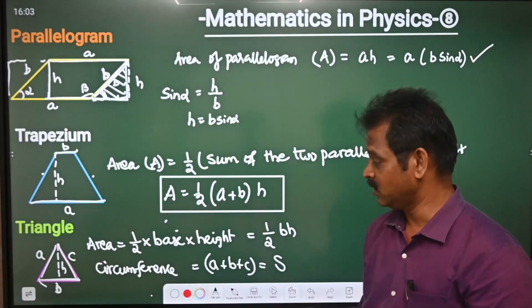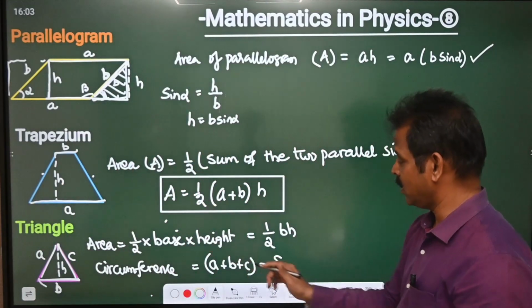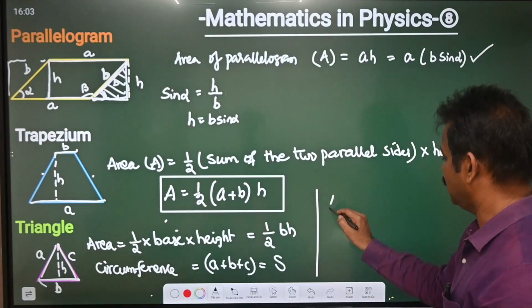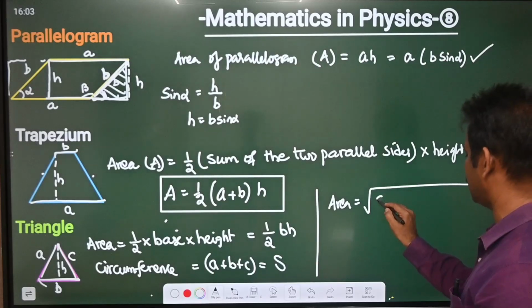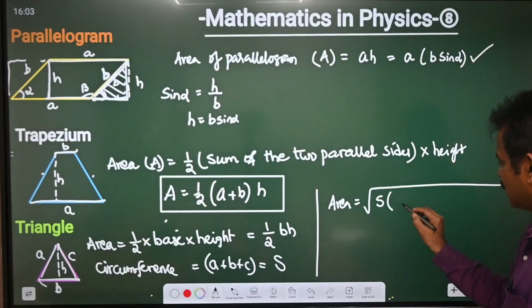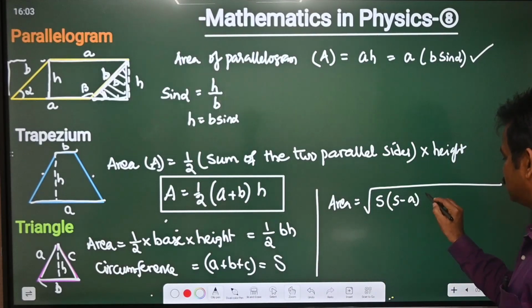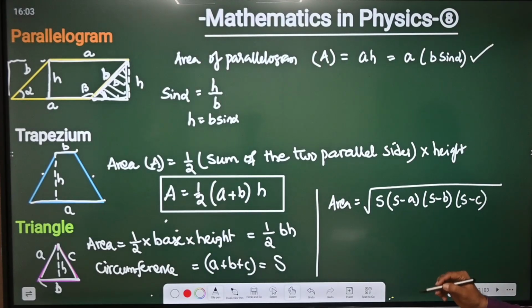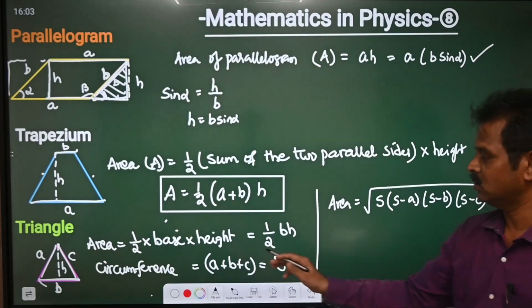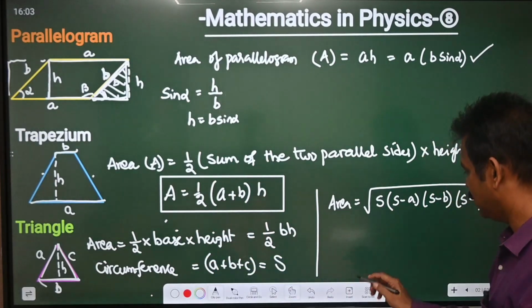We have a relation between perimeter and area of this triangle. Area of the triangle can also be written as the square root of S into (S minus first side) into (S minus second side) into (S minus third side). So this is also another formula to find out the area of this triangle.